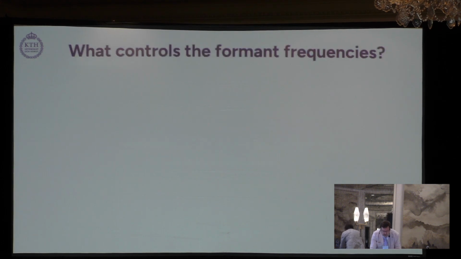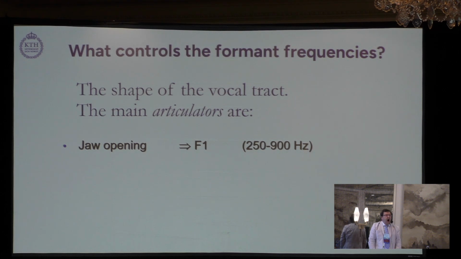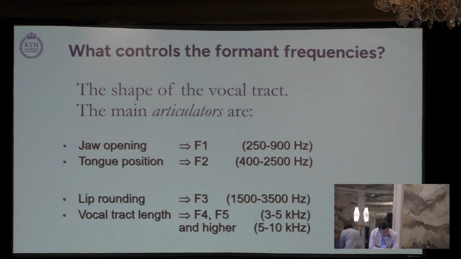So a formant is an acoustic resonance in the vocal tract, and what controls them? It's the shape. And the main articulators are jaw opening, like that, which mostly affects F1, but also the others. Tongue position, and lip rounding, that's great. So we can see, using these formants, we can hear what is being said.